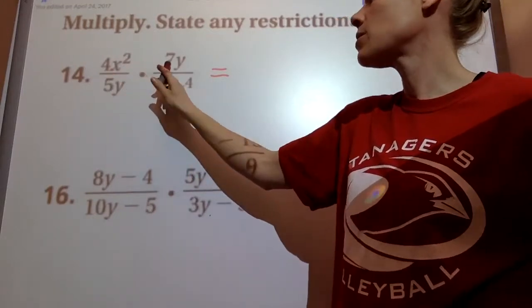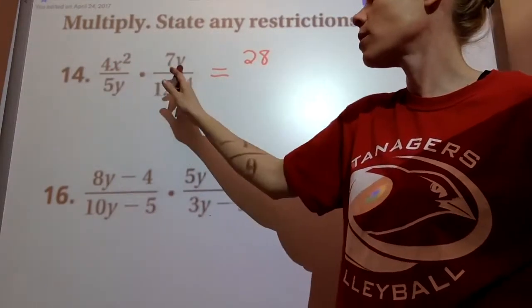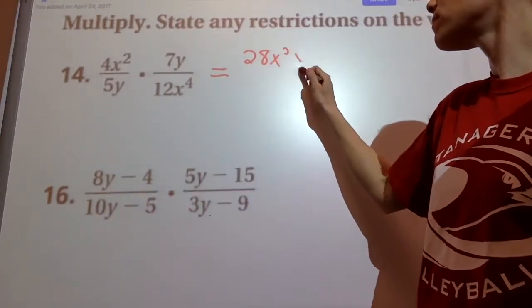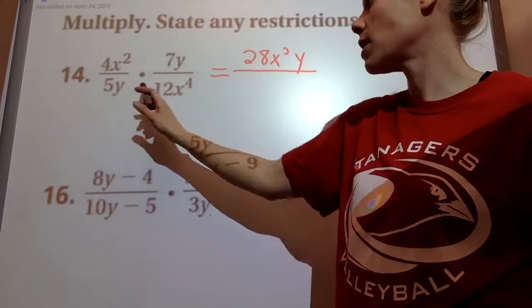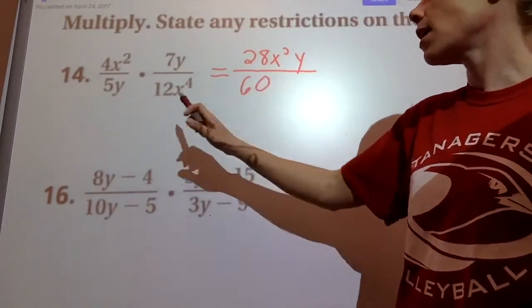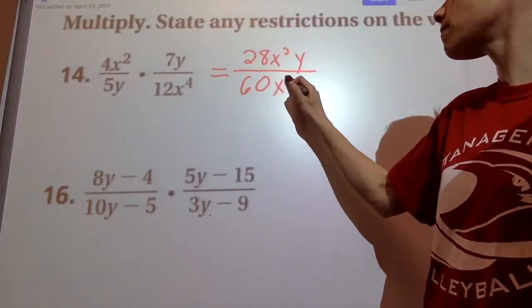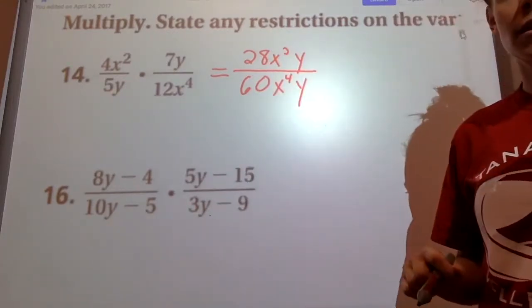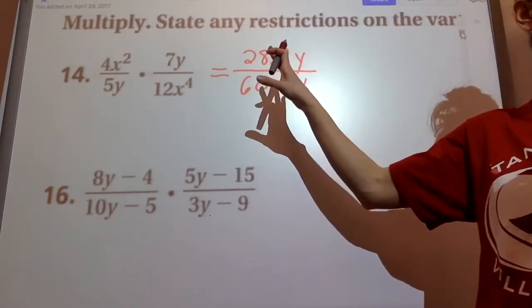So 4 times 7 is 28. And this would be x squared y. And then I'd multiply the bottoms together. 5 times 12 is 60. And then the variables on the bottom would be x to the 4th y. See how now I have it in one term so it's easier to look at?